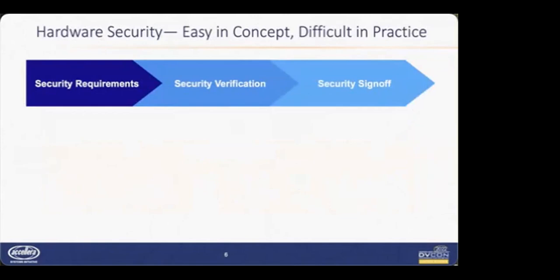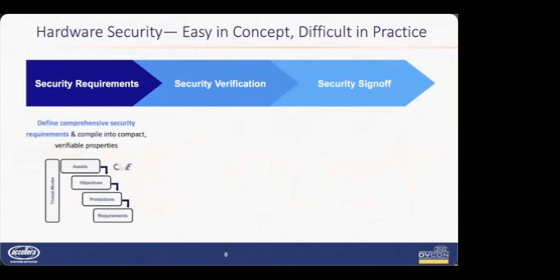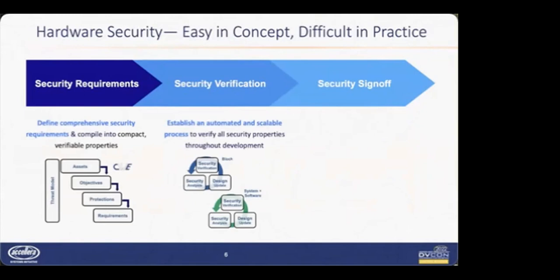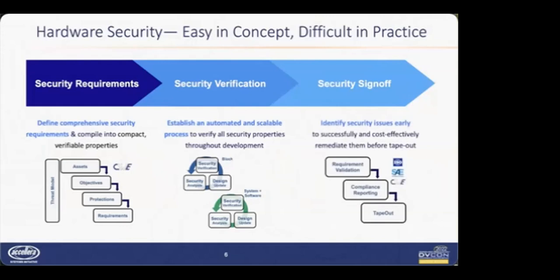While the concept of hardware security is easy, there are several challenges when implementing it in practice. The first challenge is to define and agree on security requirements for the system and communicating them among stakeholders. The second challenge is to translate security requirements to verifiable properties and applying them in an automated and scalable way during development. Thirdly, to identify security issues early, debug and remediate them before tape out to ensure requirements are validated.